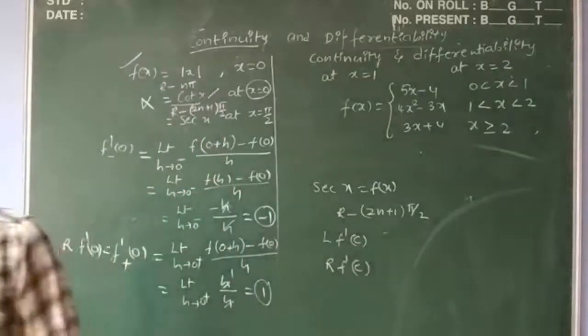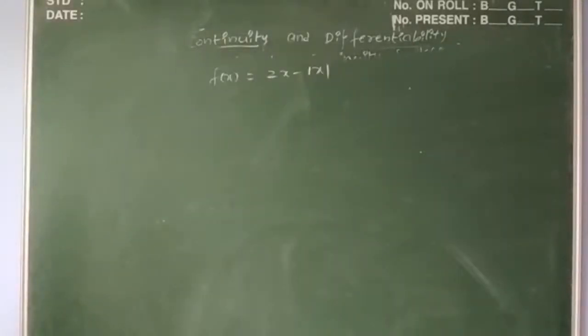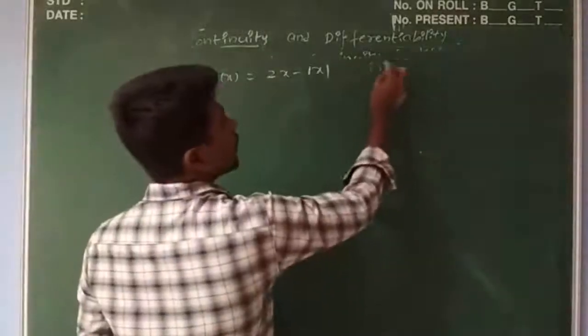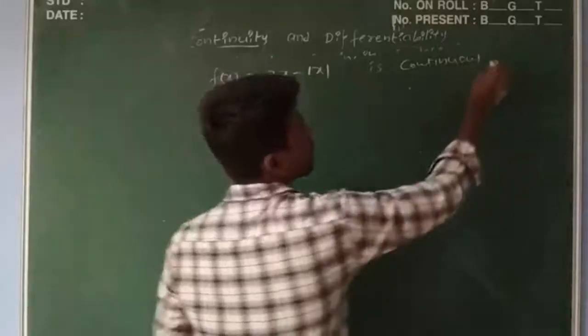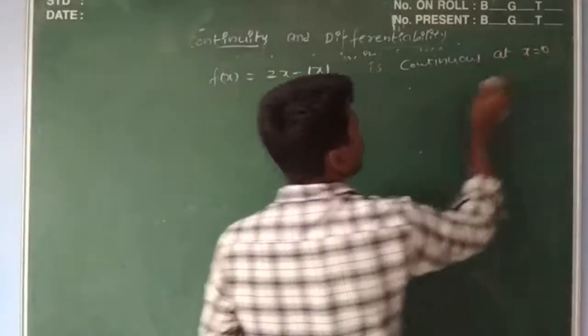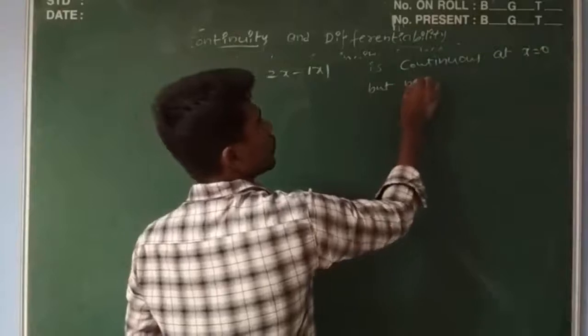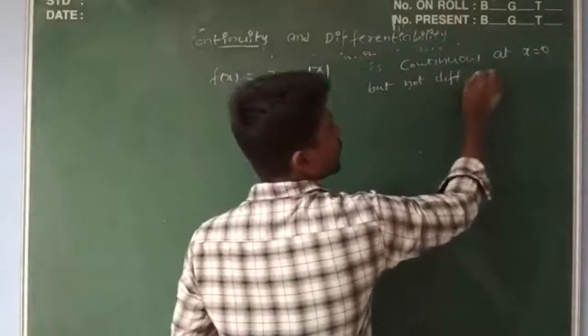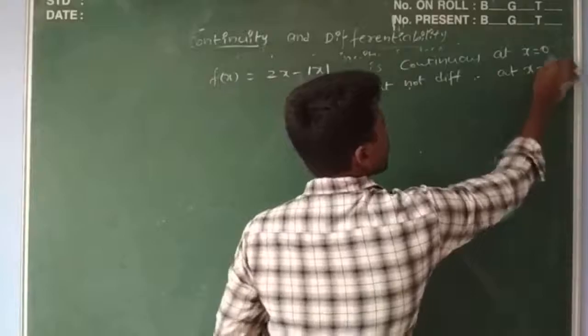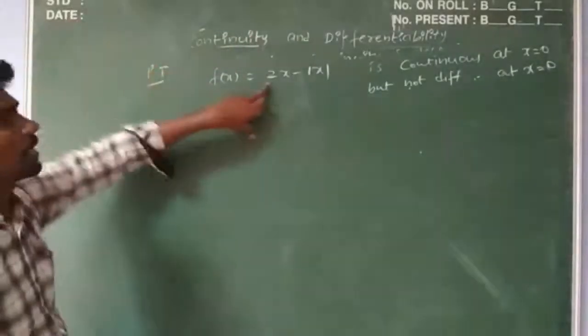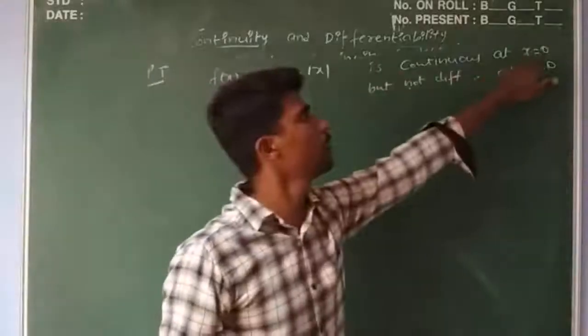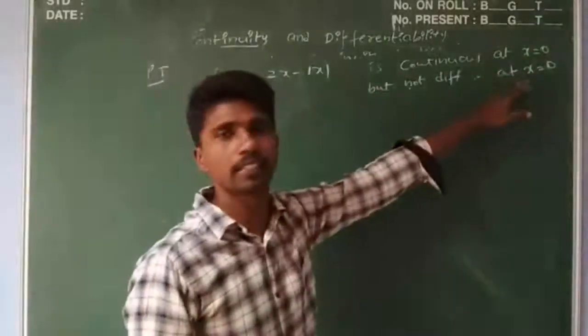Okay, we go to the next problem. Prove that the given function f of x is continuous at x equal to 0 but not differentiable at x equal to 0.